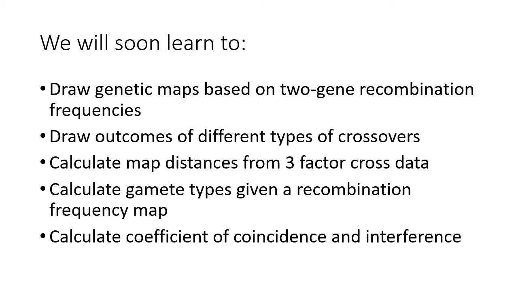We're going to learn how to calculate gamete types given a recombination frequency map and calculate the coefficient of coincidence and interference. Now this sounds a little bit intimidating, but all the calculations are really very simple, and they're all the same once you get used to them.